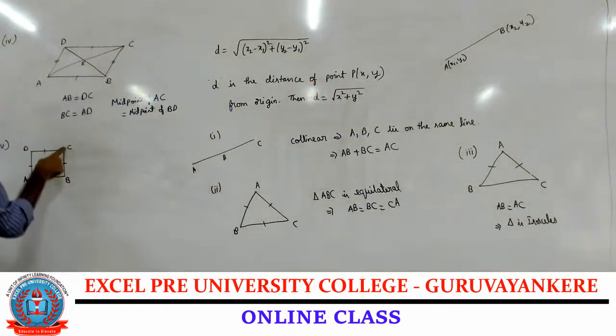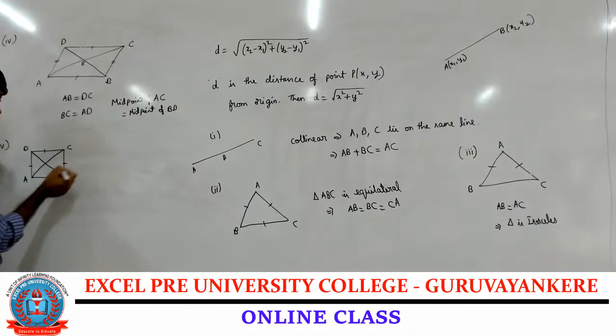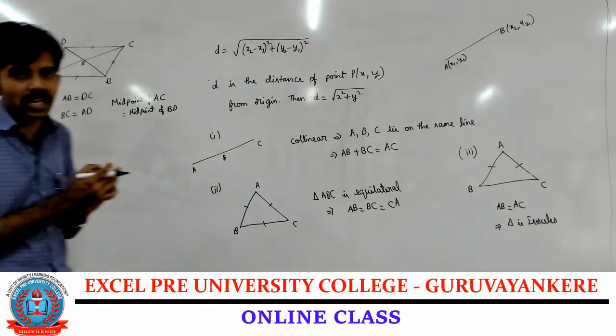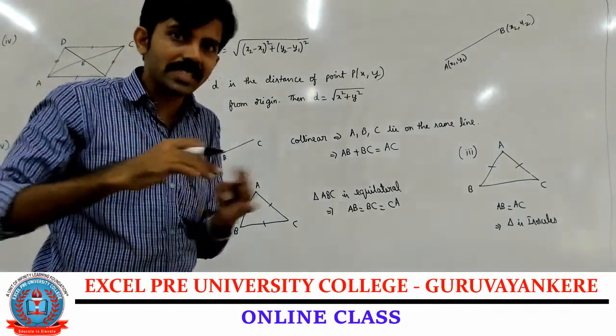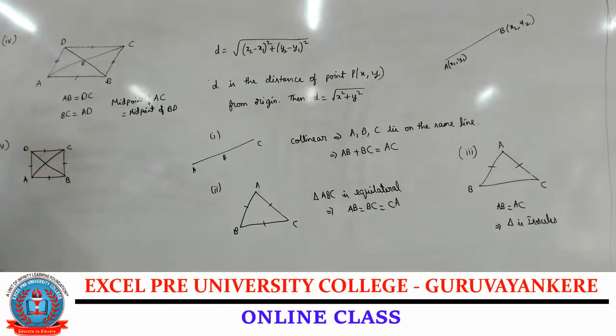ABCD is a square, means all the sides are equal, and the diagonals are also equal. Correct? You must remember this. Length of the diagonals are equal. Square is a particular type of parallelogram where all the sides are equal. Opposite sides are parallel only. All the sides are equal and length of the diagonals are also equal.